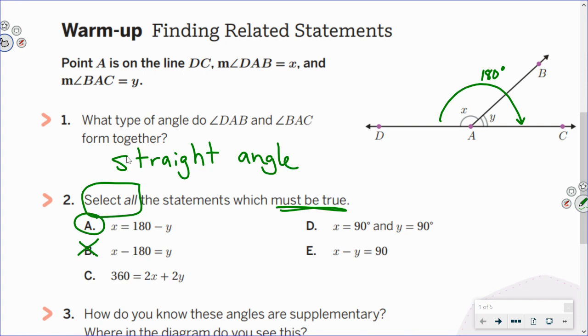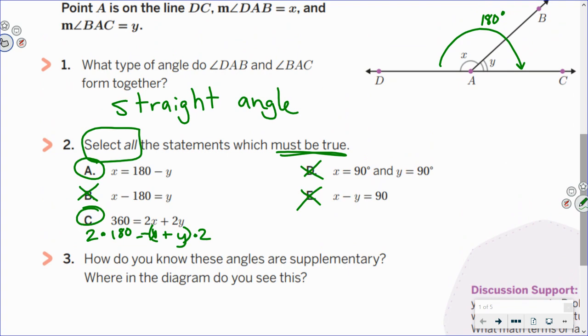Now, interestingly enough, if the two together form 180 degrees and you multiply both sides by 2, you'd find that 2 x's and 2 y's added together will be equal to 360. So choice C is good. Choice D, while it is possible, is not the case. And choice E will not work either.